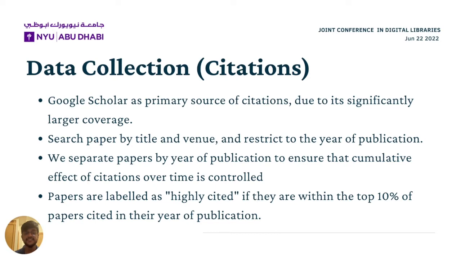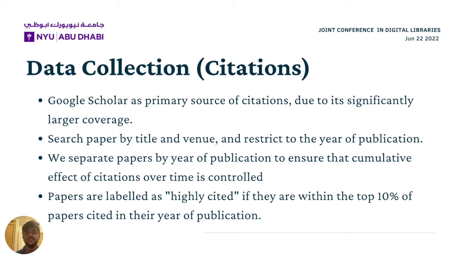Since DBLP did not have any citation data, we decided to use Google Scholar to get citation data for each paper. Google Scholar was chosen instead of other bibliographic sources because it has an extensively larger coverage. It indexes papers from multiple languages, for example. We query Google Scholar using the paper title and venue, and to prevent any mismatch, we restrict results to the paper's year of publication. We get the information for the title, the venue, and the publication year from DBLP.